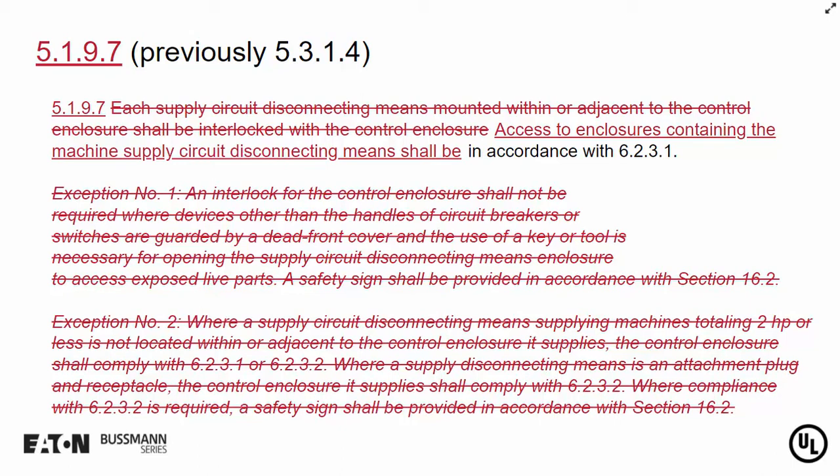These options will be covered in Part 2 of this presentation and in greater detail in the next webinar covering Chapter 6. So basically, you're going to find we have basically 3 options when it comes to enclosure access for the machine supply circuit disconnecting means. It used to be only one option, and that was interlocking. That has changed.